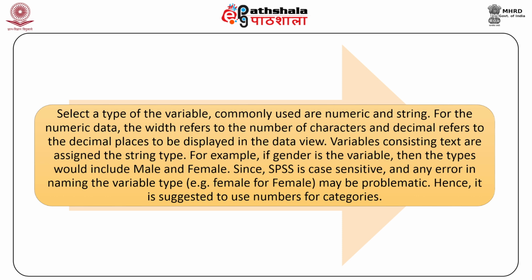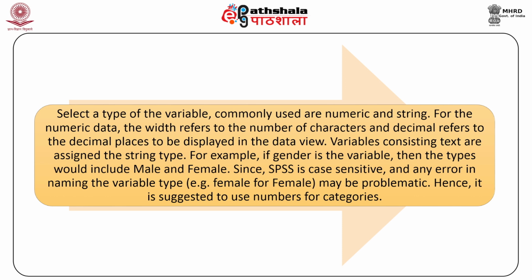Select a type of the variable, commonly used are numeric and string. For the numeric data, the width refers to the number of characters and decimal refers to the decimal places to be displayed in the data view. Variables consisting of text are assigned the string type. For example, if gender is the variable, then the types would include male and female.